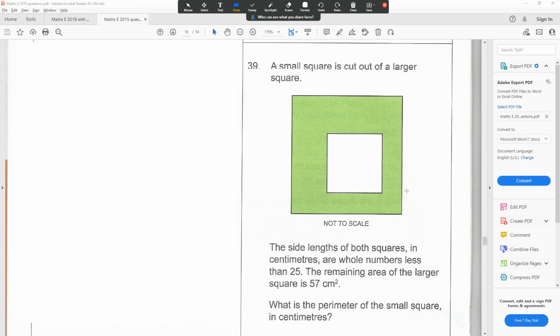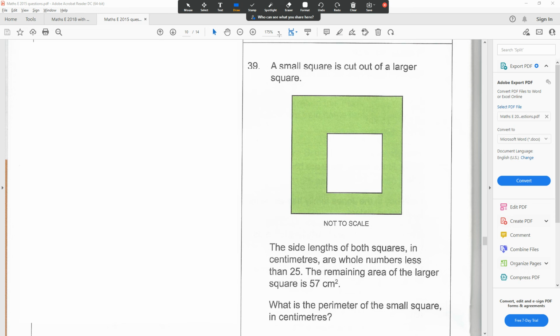It says the remaining area of the larger square is 57. Now, that remaining area, I'm assuming, is the area around the small square, the green area. So I would say the green area is the area that you can say is 57. So if we minus the areas, it'll come to 57, and that'll give us an idea of what the dimensions are of the squares.